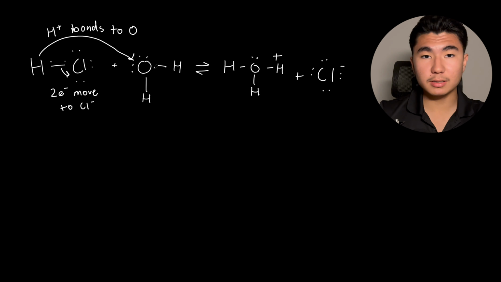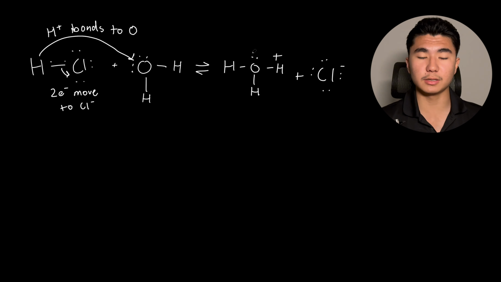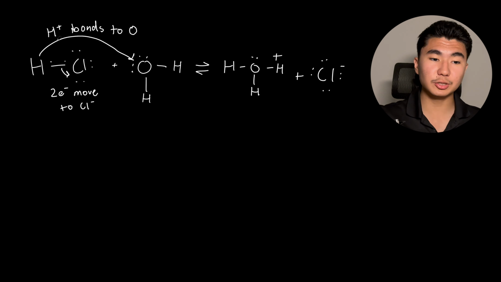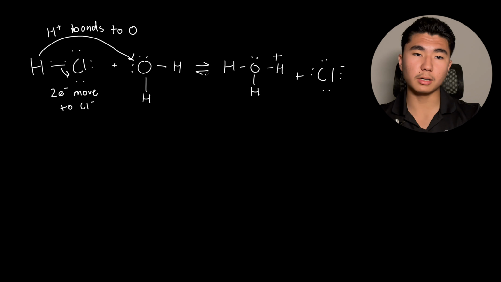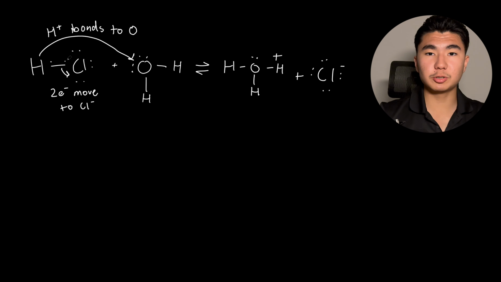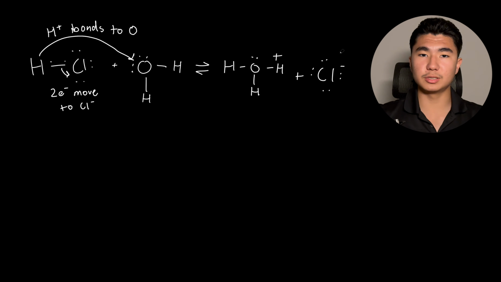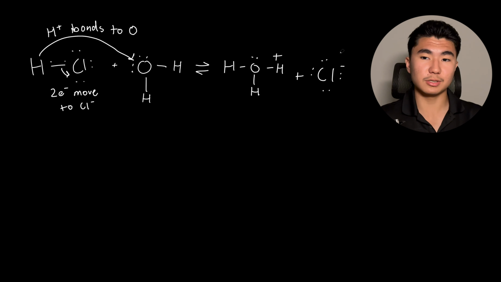So this is the action that occurs looking at these Lewis structures and these transfers of electrons. So the hydrochloride is donating that hydrogen to the water, and that forms a bond that we can see over here. And those 2 electrons from that bond will move to the chlorine to form chloride, or Cl minus. And that's what it looks like from a Lewis structure standpoint.